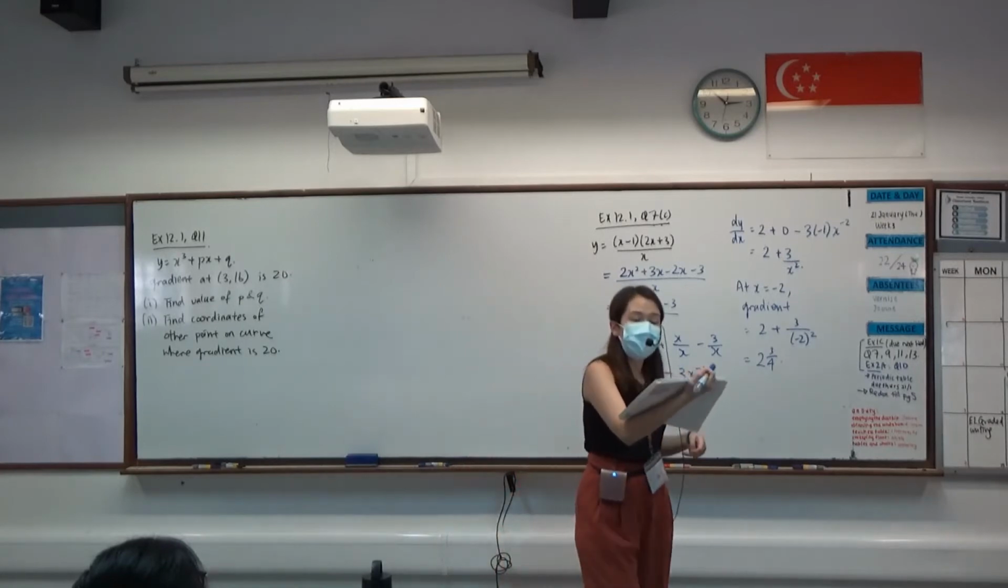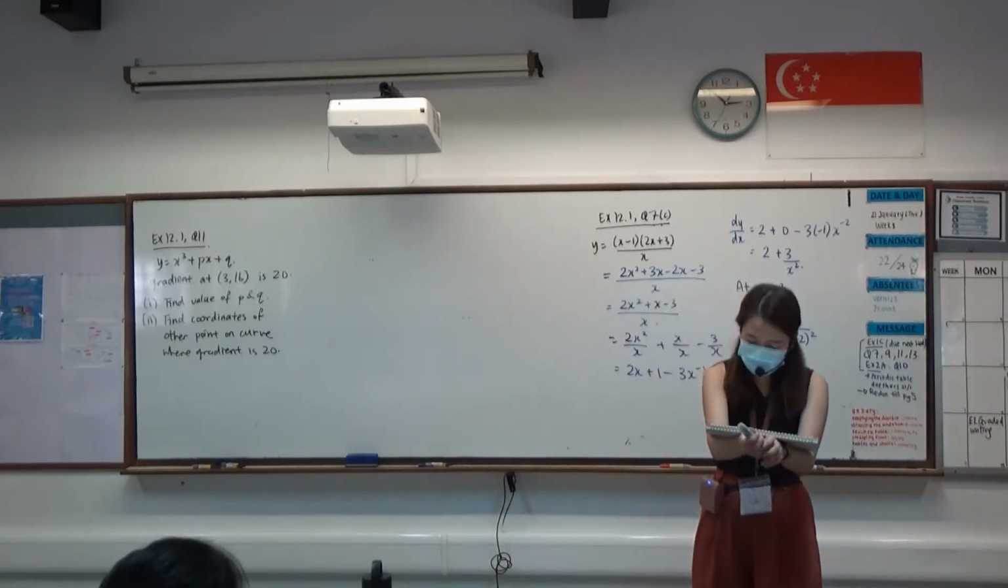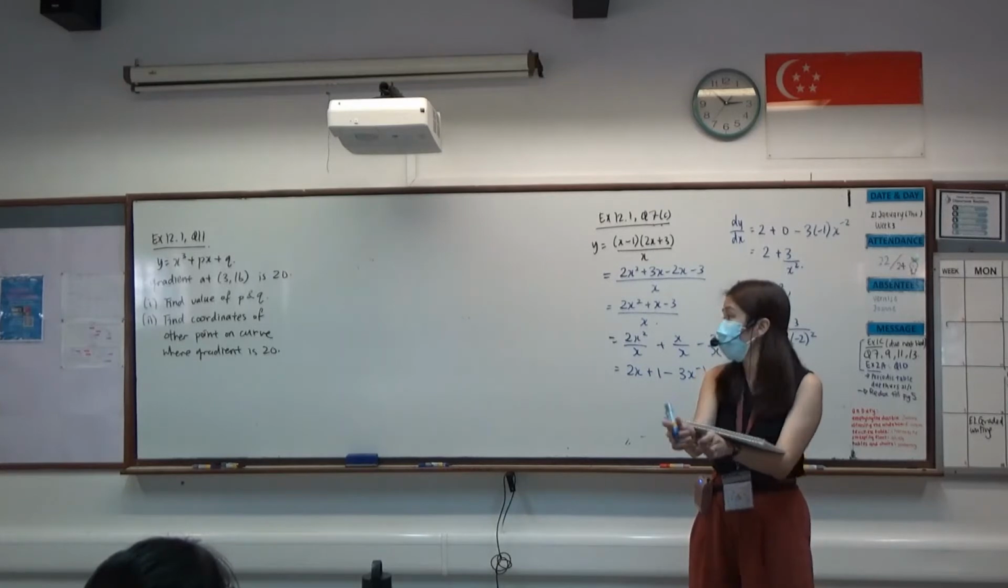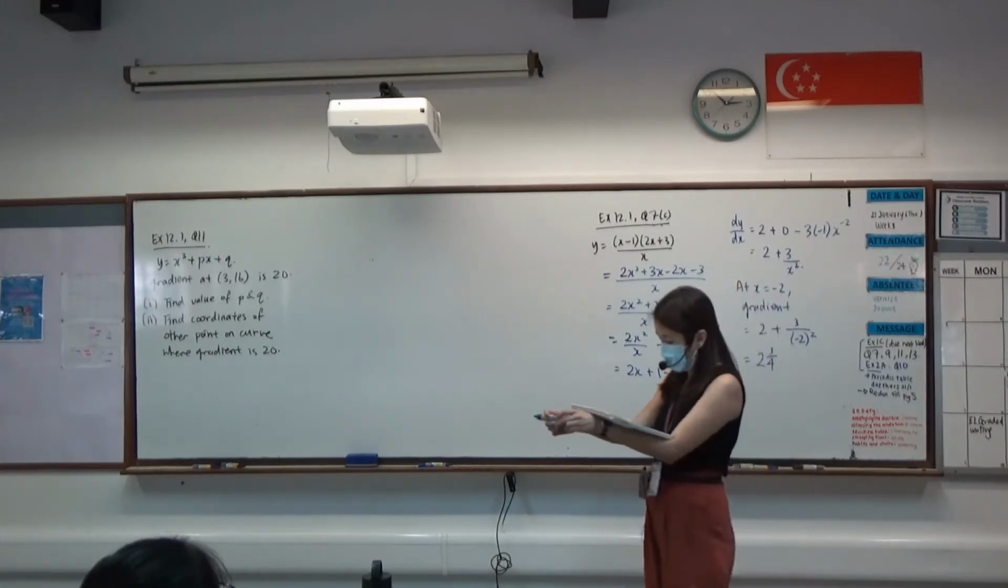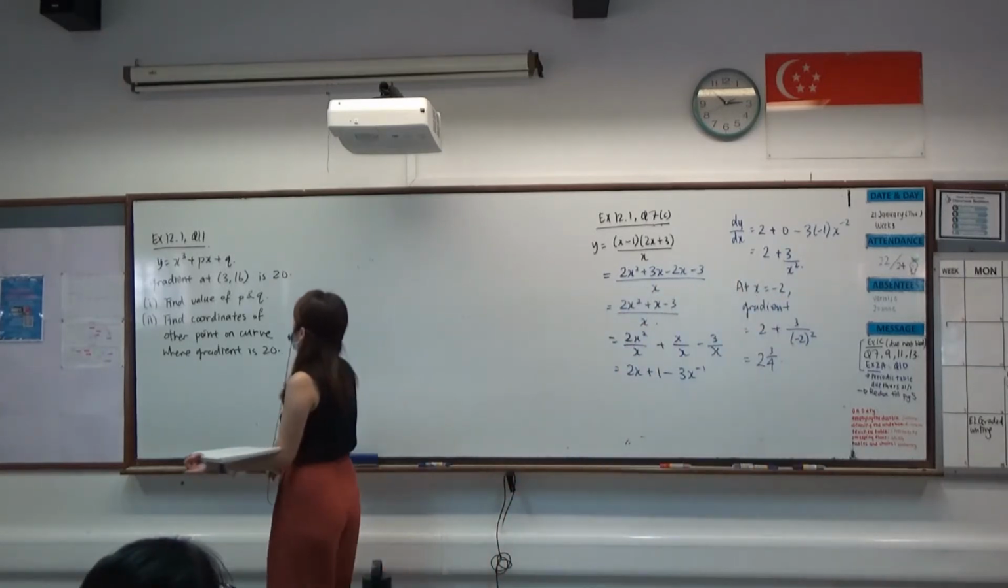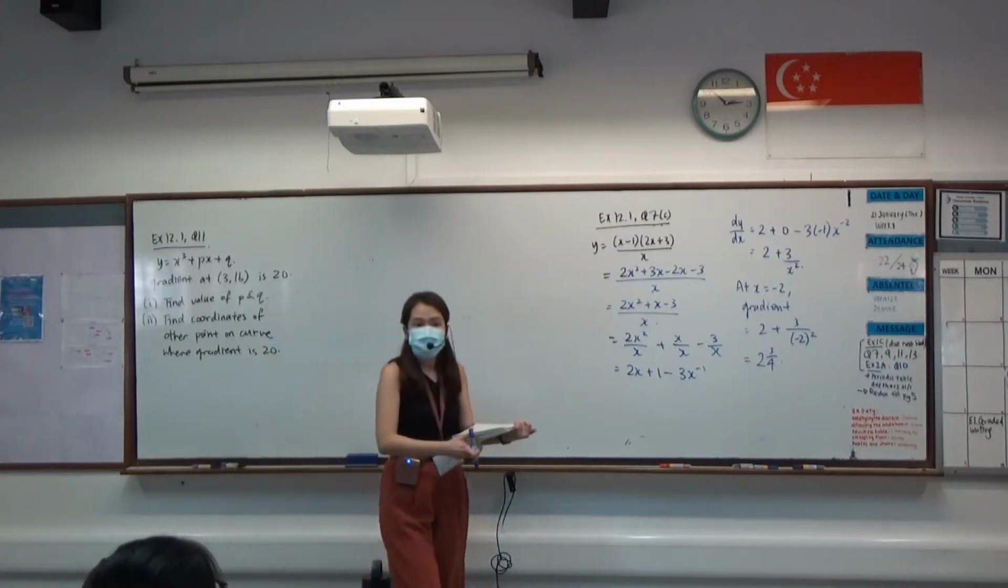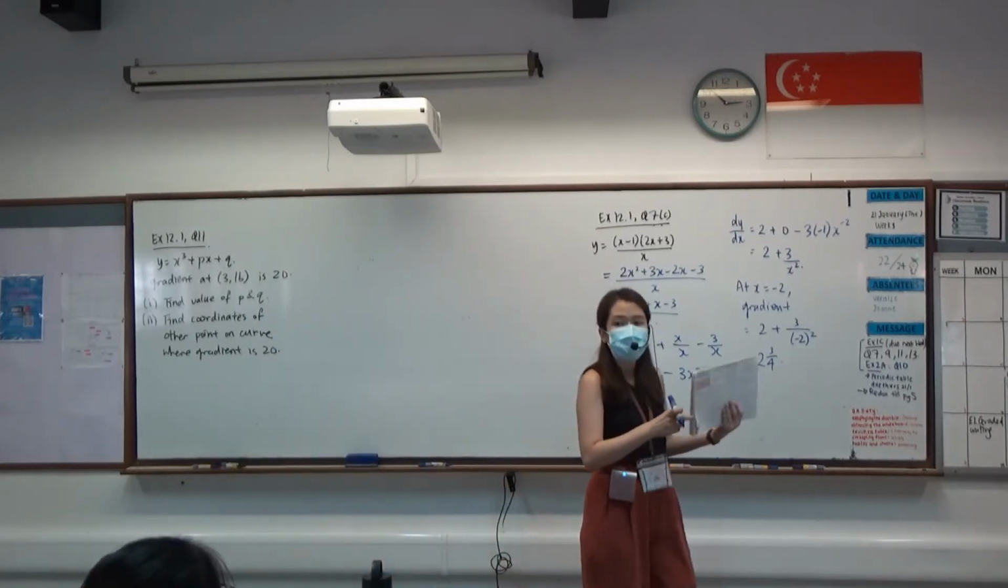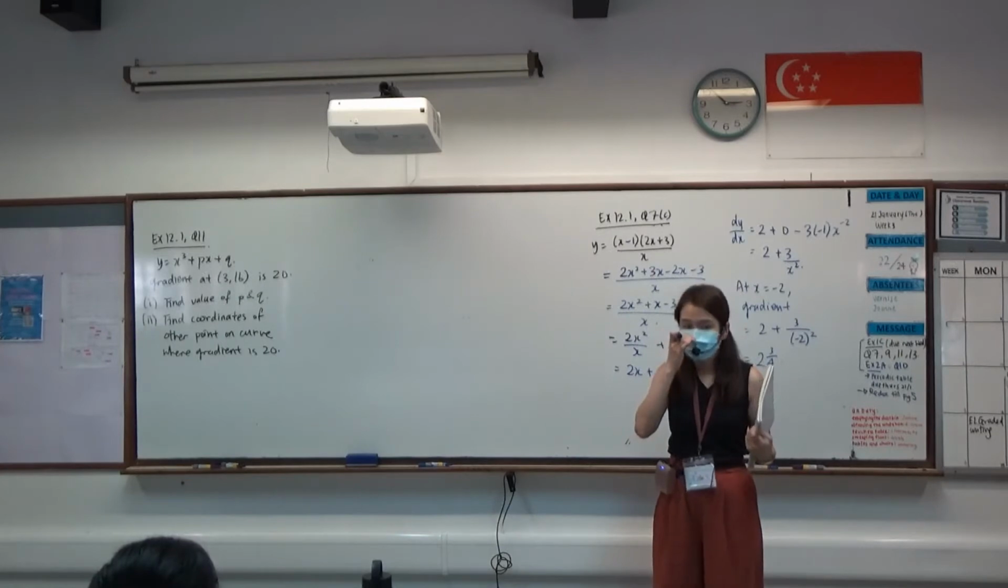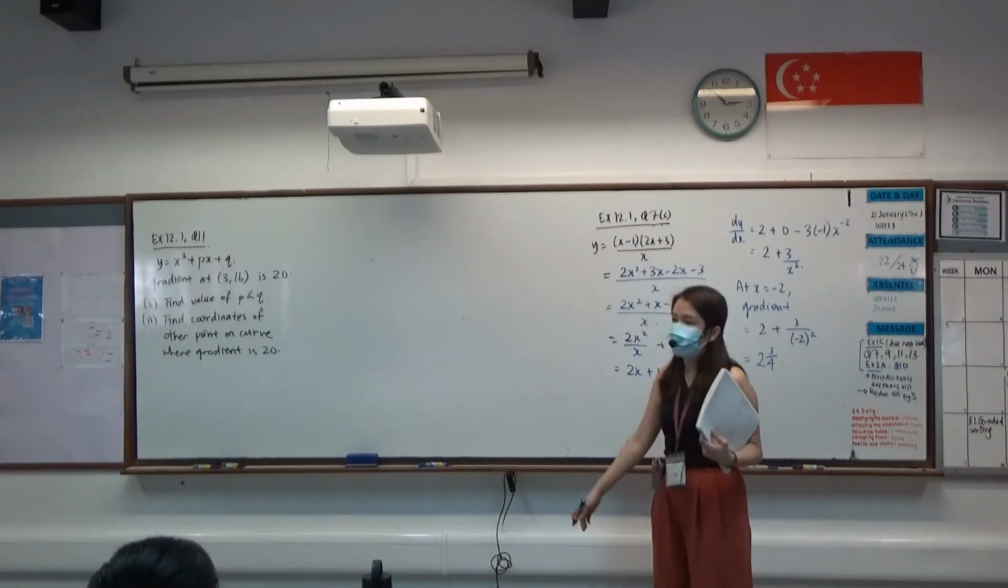You're given the equation of the curve, which is a cubic one. Then the gradient of the curve at the point (3, 16) is 20, and we want to find out the value of p and q. Okay, so with this question, how would you want to go about starting it? What will your first step be?